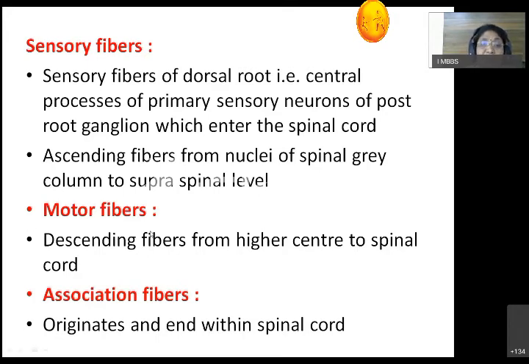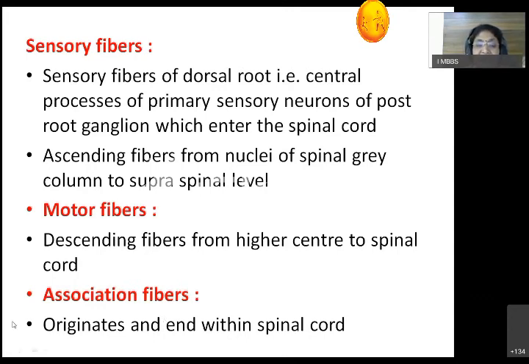The motor fibers are formed by the descending fibers, the fibers which are coming from the higher centers to the spinal cord. And the third one is association fibers. Now the association fibers are the fibers which originate and end in the spinal cord.